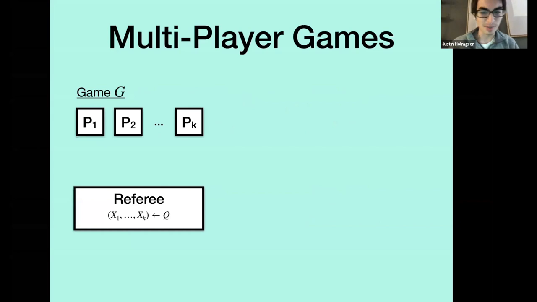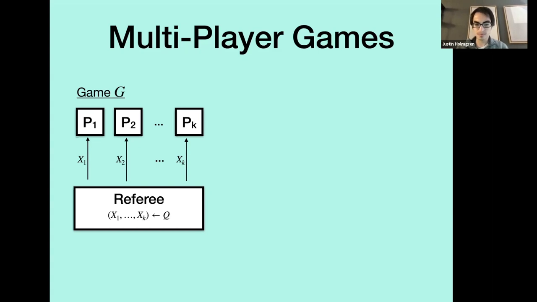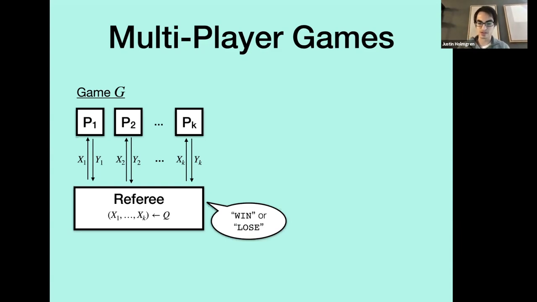What I'm talking about today, parallel repetition, is about these things called multiplayer games, which are interactions between a referee and some players. The referee will sample questions, which here I've labeled as X1 through XK, from some query distribution, and it'll send the ith question to the ith player. The players are just functions. They have to come up with some respective answers and send them back to their referee. And then the referee says that the players all win or they all lose.